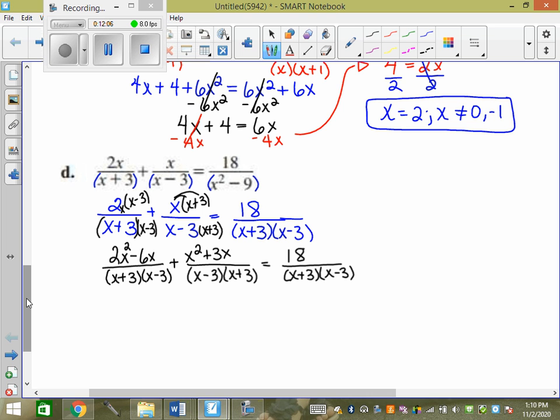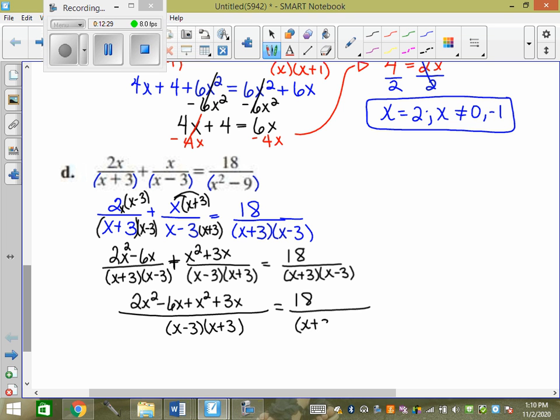And then we have a common denominator, x minus 3, x plus 3. Now because this is a plus sign in between, I can just write them out, right? What if this was a minus sign in between? You have to distribute it. So we're going to get 2x squared minus 6x plus x squared plus 3x equals 18 over that denominator. Now I have common denominators, so I'll be able to drop them off, but before I do that, I have to state their non-permissible values.